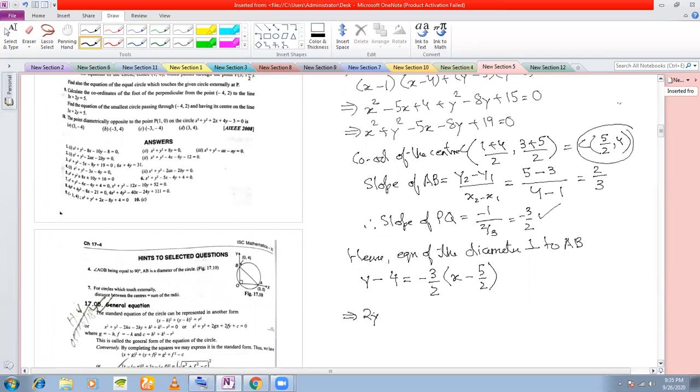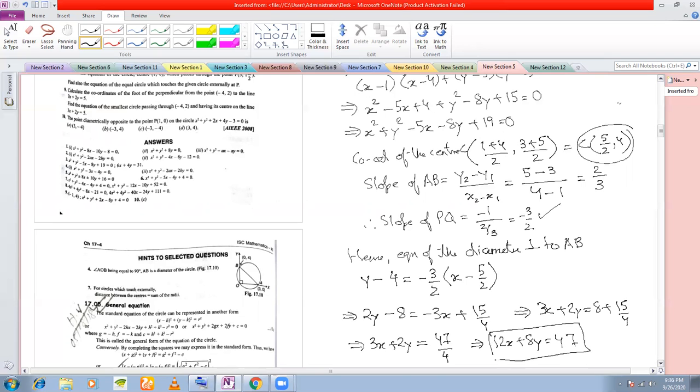You will get 2y minus 8 equal to minus 3x plus 15 by 4. So this is 3x plus 2y is equal to 8 plus 15 by 4. That means 3x plus 2y is equal to 32 plus 15, which is 47 by 4. That means 12x plus 8y is equal to 47. This is the required equation of the perpendicular diameter.